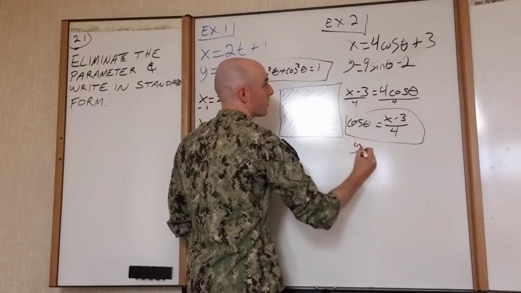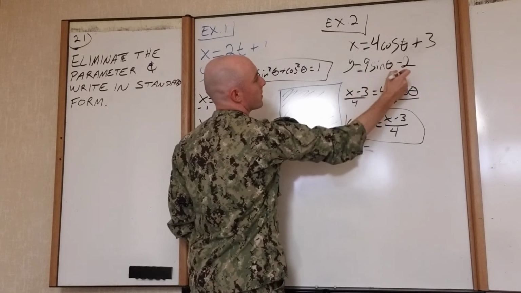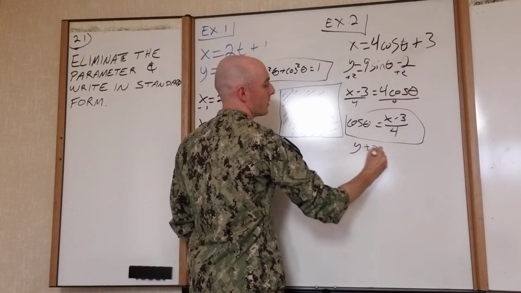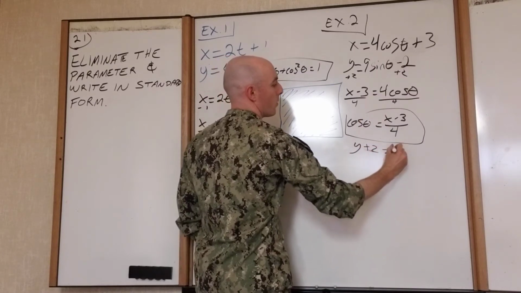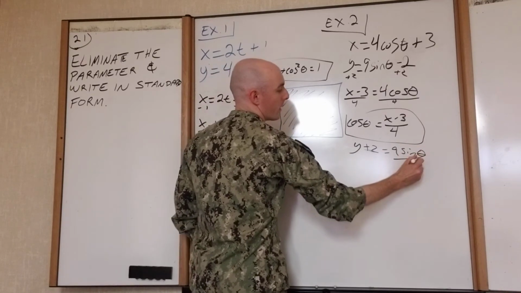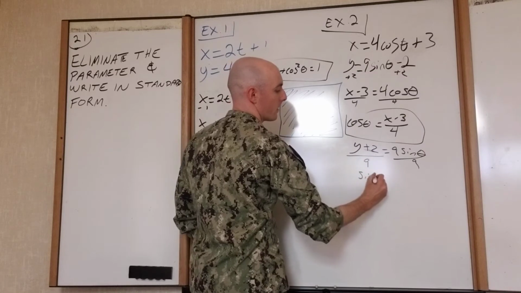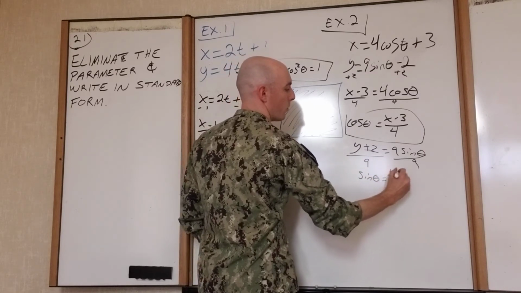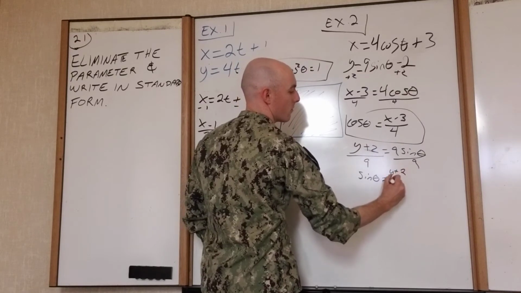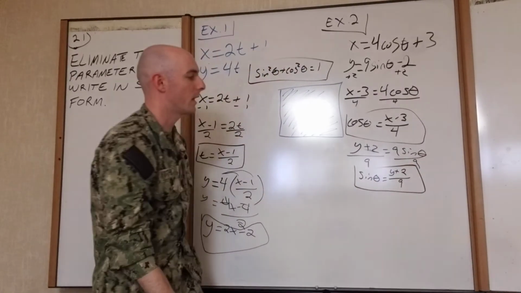So we end up with y equals, well, actually, let's subtract 2, or add 2 rather. So add 2 and add 2. So we get y plus 2 equals 9 sine theta. And then we'll divide by 9. And we get sine theta equals (y plus 2) over 9. That's our sine, right?